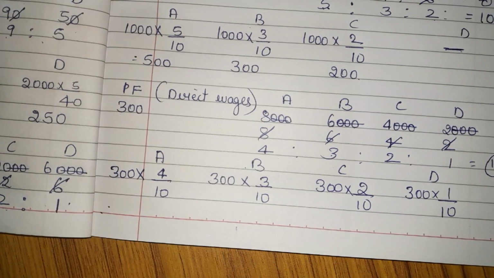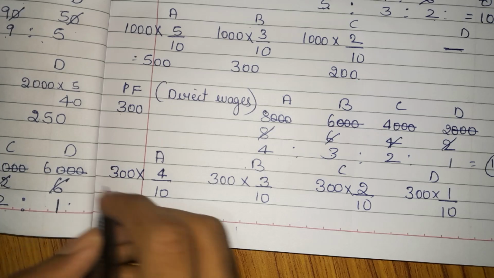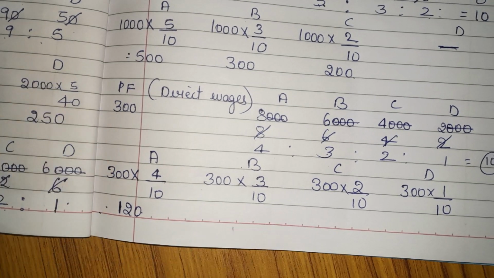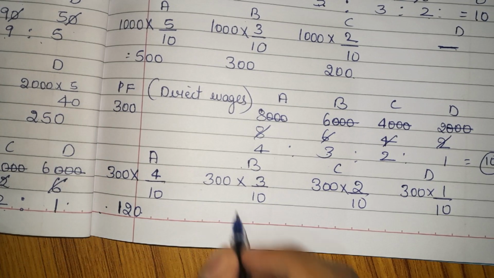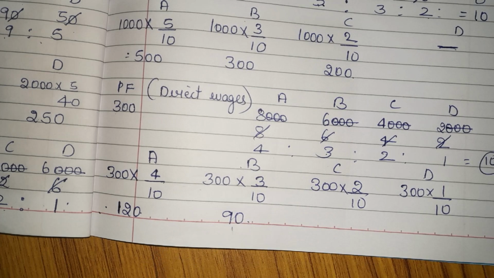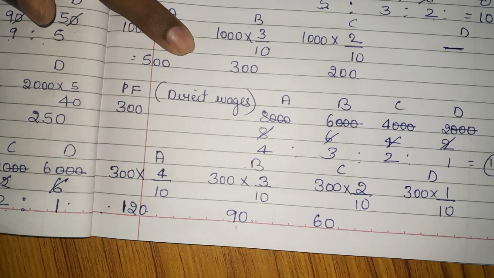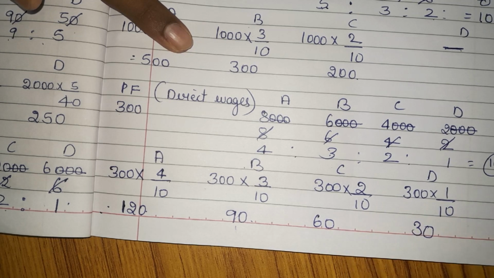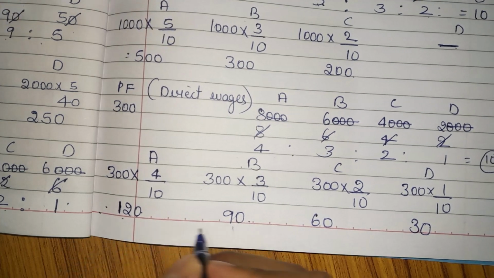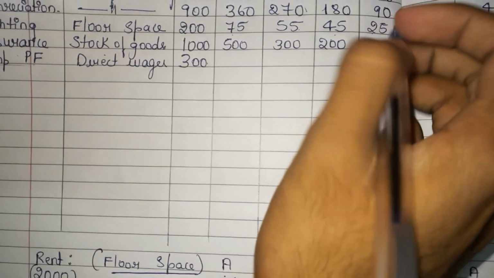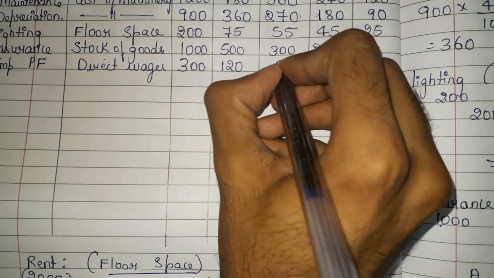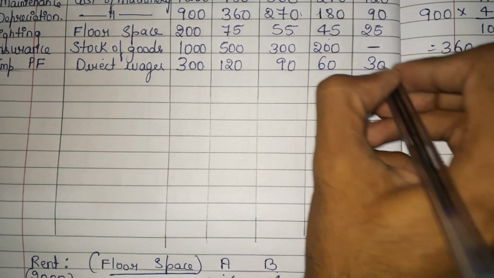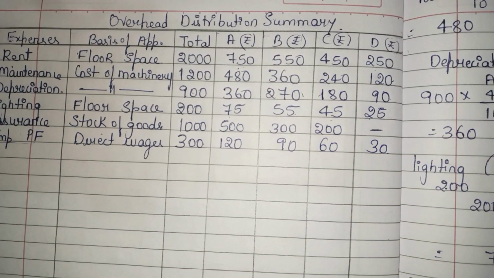Now let us try to calculate. 300 into 4 divided by 10, it will be 120 rupees. Next 300 into 3 divided by 10, it will be 90 rupees. Next 300 into 2 divided by 10, it will be 60 rupees. And 300 into 1 divided by 10, it will be 30 rupees. So this is how the contribution of PF is distributed. Now the same 120, 90, 60 and 30, write it in our table. Hope you understood till here.